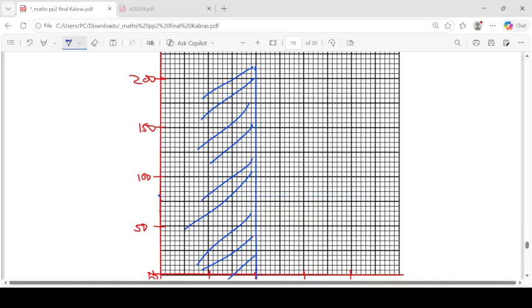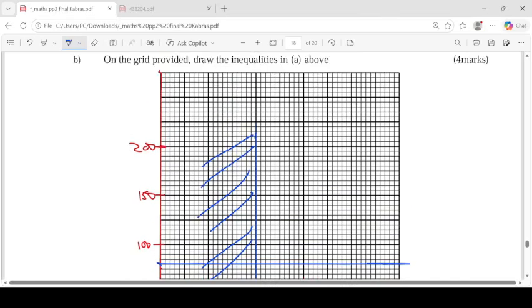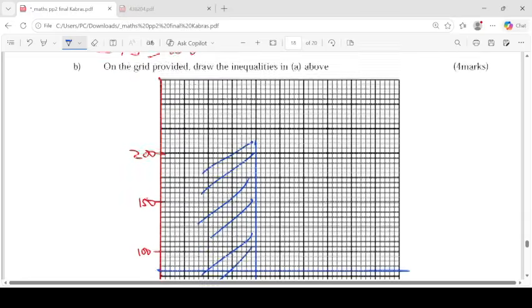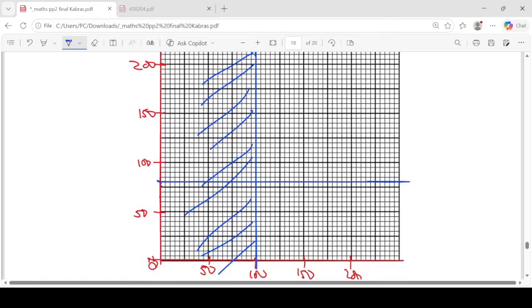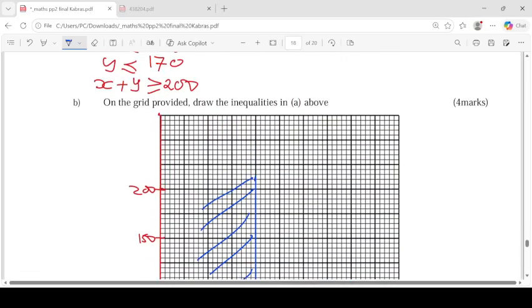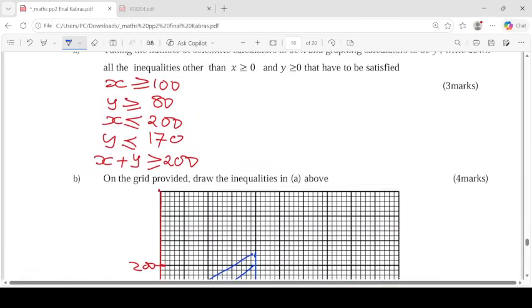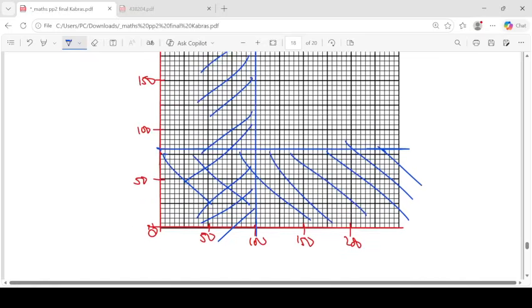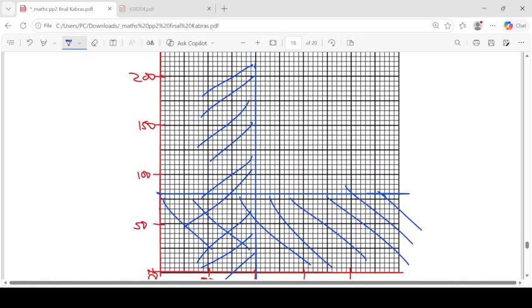80. Our 80 is here. Yes. And you can see they are saying y should be greater than or equal to 80, meaning we shade the lower region. This is false. Again, x should be less than or equal to 200. This is the line.